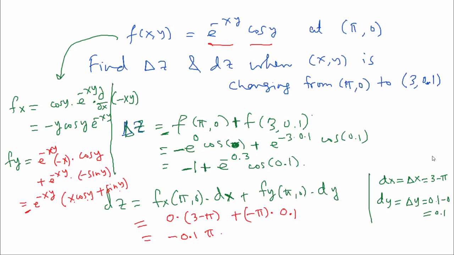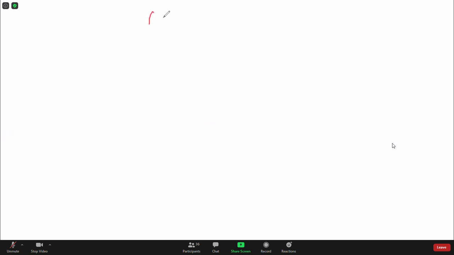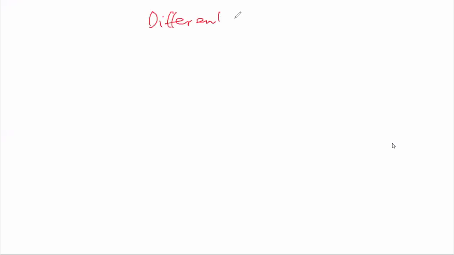Okay, so the last one is differentiability. That's going to be a little difficult, but I'll just give you a theorem that will make your life easy. So differentiability. This is a difficult concept. So for one variable, let me remind you what one variable differentiability looks like.